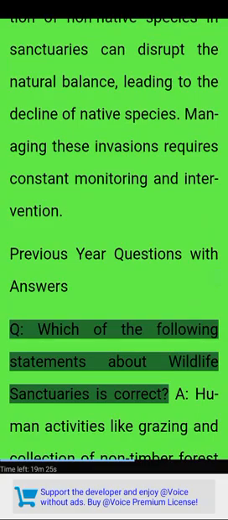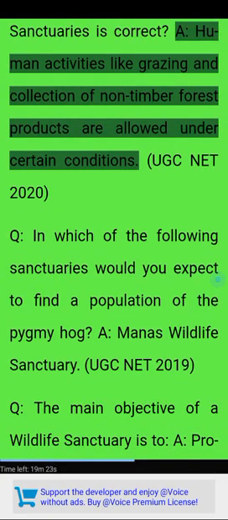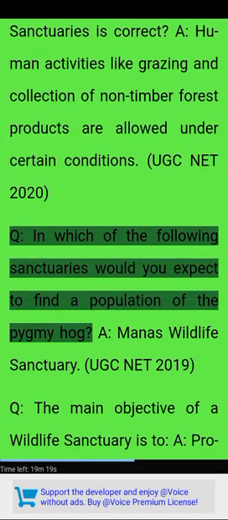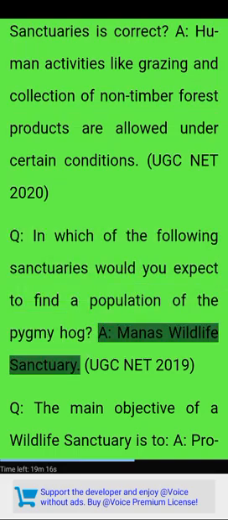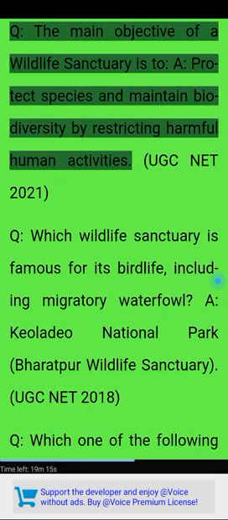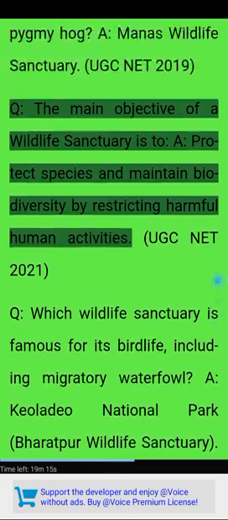Q. Which of the following statements about wildlife sanctuaries is correct? A. Human activities like grazing and collection of non-timber forest products are allowed under certain conditions. UGC NET 2020. Q. In which of the following sanctuaries would you expect to find the population of the pygmy hog? A. Manas Wildlife Sanctuary. UGC NET 2019. Q. The main objective of a wildlife sanctuary is to: A. Protect species and maintain biodiversity by restricting harmful human activities.